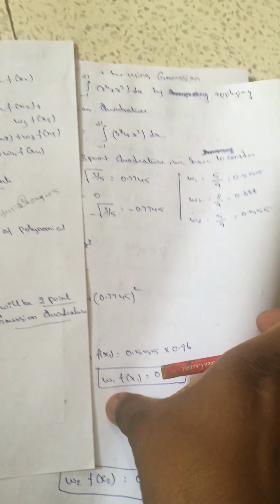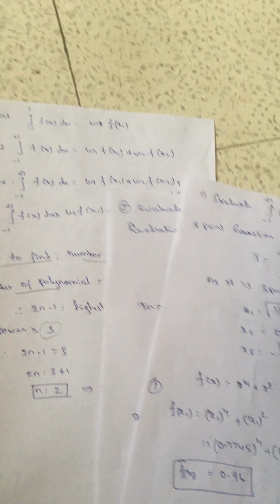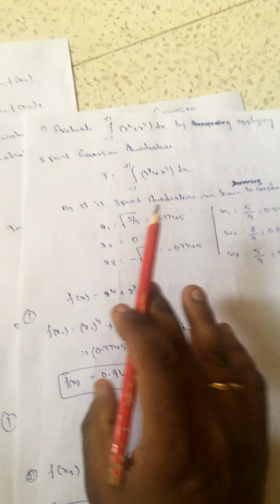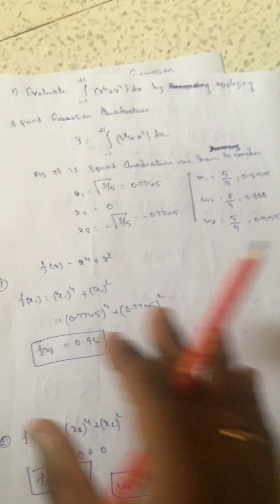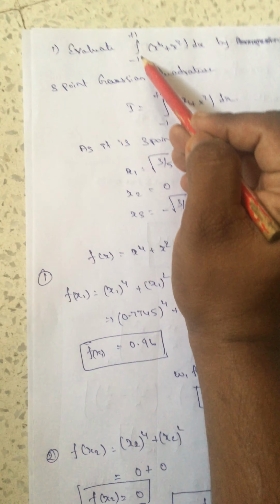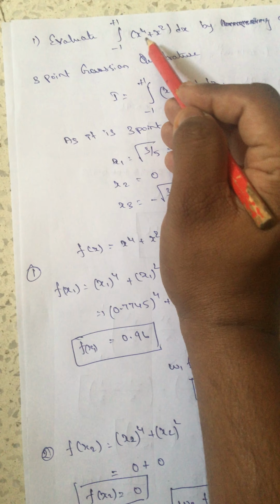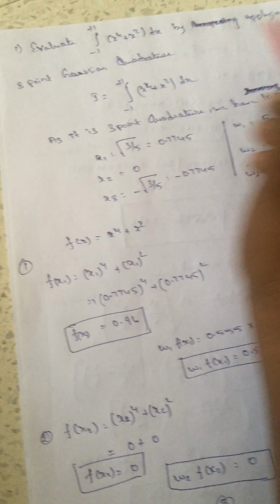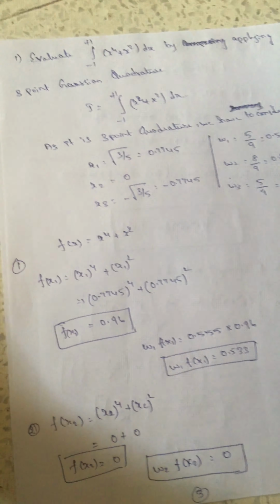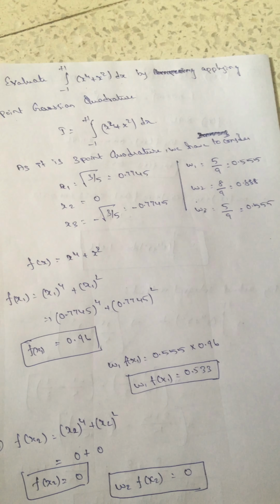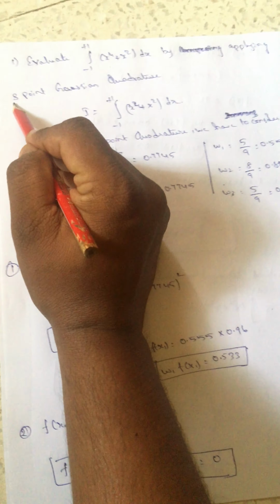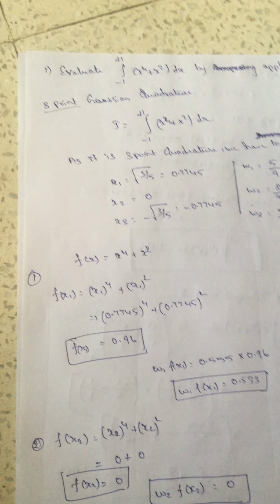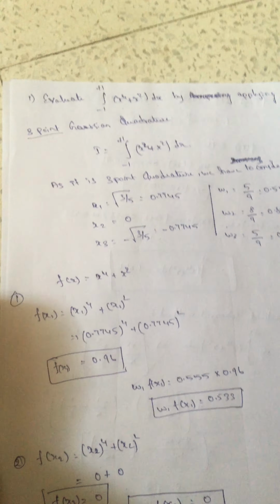So now we will see one problem on this topic. The question is, evaluate integral -1 to +1 of x power 4 plus x squared dx by applying the 3-point Gaussian quadrature method. So in this problem they have directly given 3-point Gaussian quadrature. So what you have to do is solve it by the 3-point method.